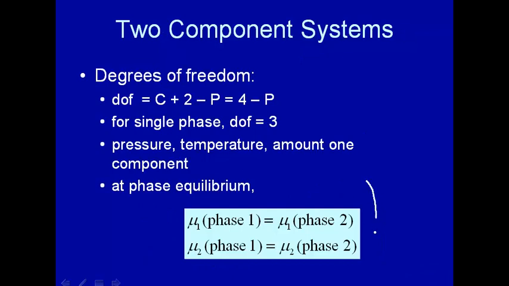Now, if we want to put in a phase equilibrium, typically the subscripts 1 and 2 here represent the 2 components. And this says the chemical potential in phase 1 of component 1 will equal the chemical potential of component 1 in phase 2, and a similar expression for component 2. So now these are constraints, and if we put these constraints in, equilibrium for phase diagrams, we're going to reduce the degrees of freedom.